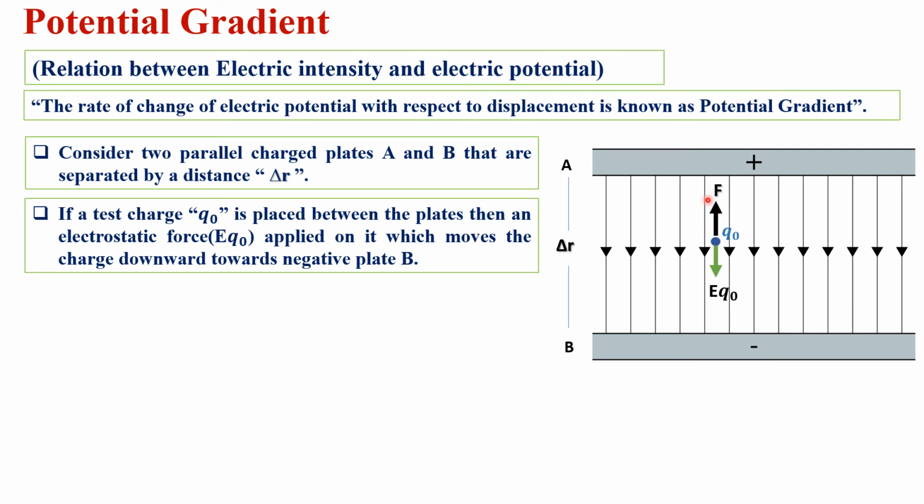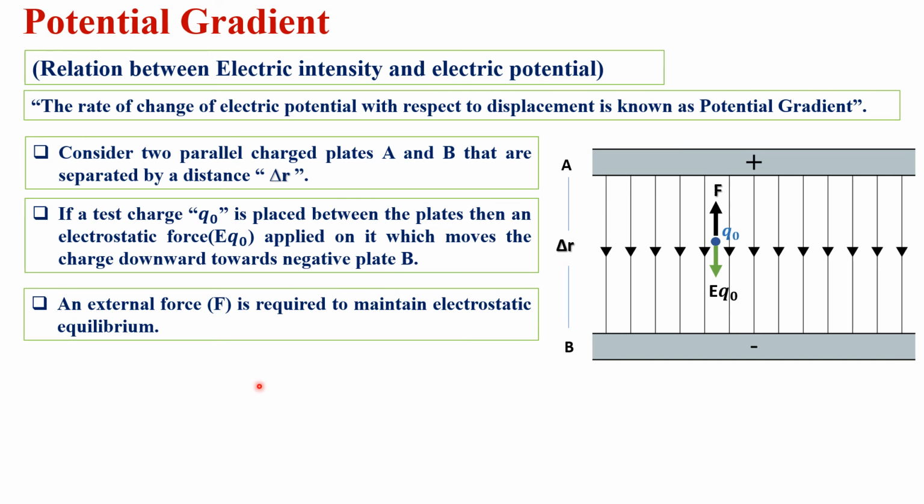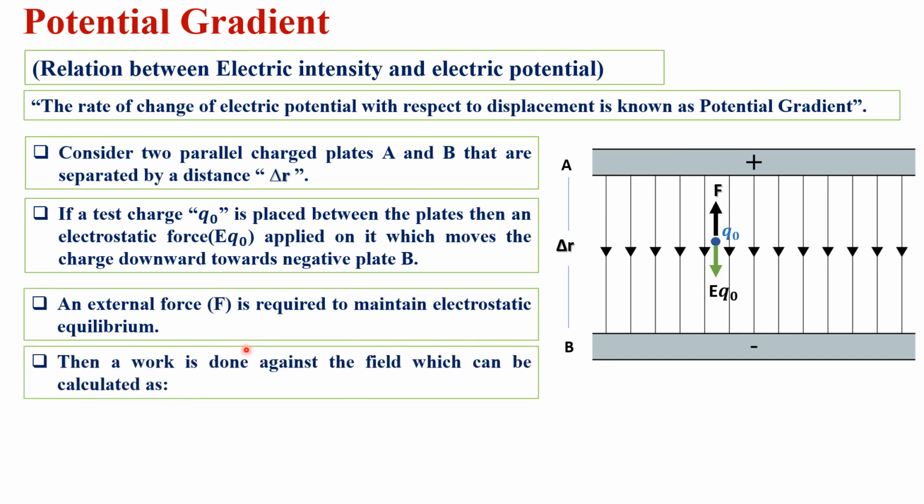In the figure you can see that this external force is opposite in direction to the field lines. An external force is required to maintain electrostatic equilibrium. So we apply force on that test charge to maintain equilibrium. It means that we do work on this test charge, a work done against the field, which can be calculated as W = F dot del r. The dot product of force and displacement is F del r cos theta.